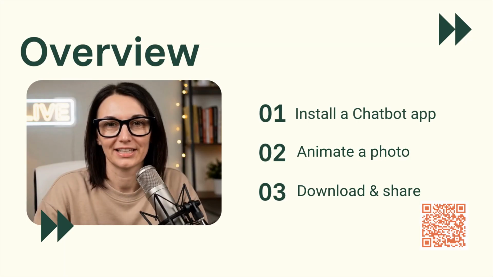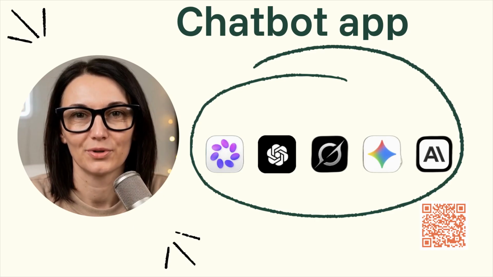We're going to do 3 things today. 1. Install an AI chatbot app. 2. Animate a photo. 3. Download it and share it with your family. That's it. Let's go. First, what are we installing?